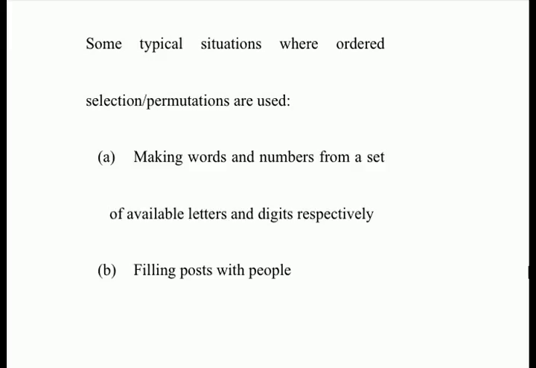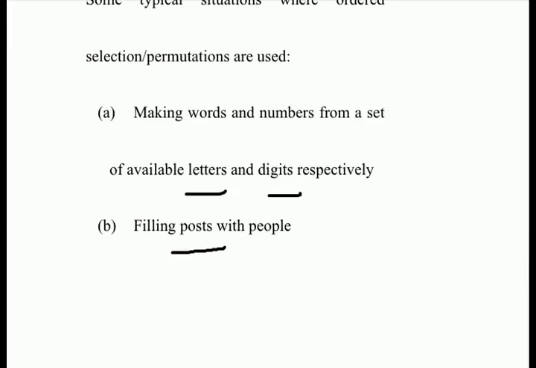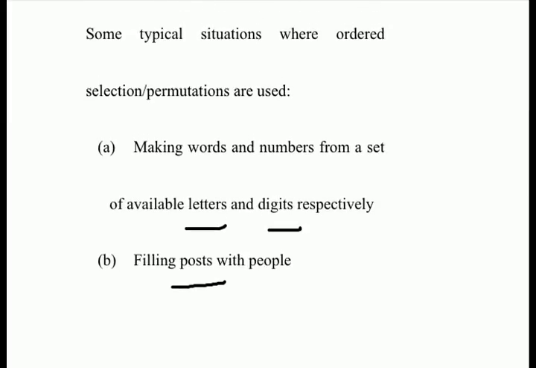So this is the first application of the concept of factorial that we learned a while back. So some typical situations where permutations are used are things like making words and numbers from a set of available letters and digits, filling posts with people. So if you have 5 posts of vice principal and 10 people to take them, how many ways can the post be filled? These situations refer to the GMAT kind of problems that would be set around permutations.